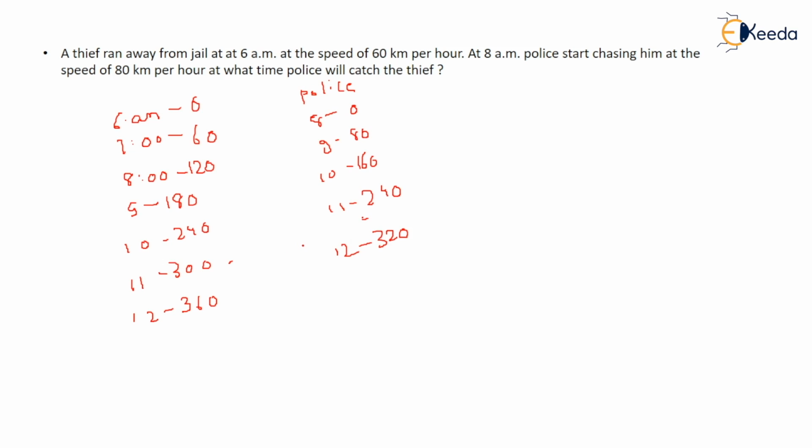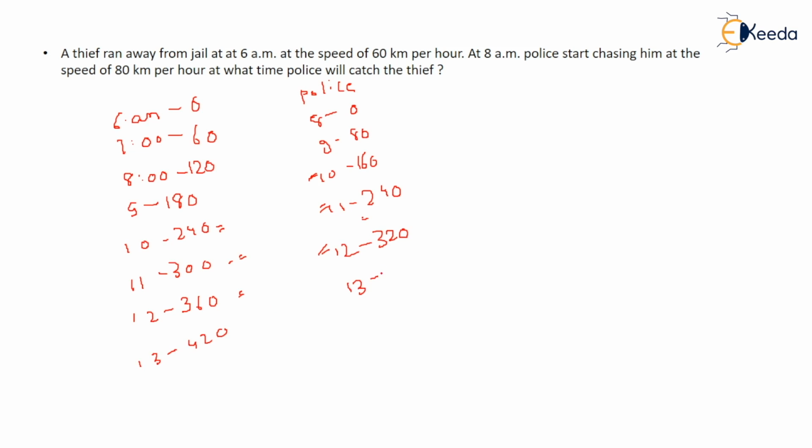Now you have the graph. You have to see at what time the police will overtake the thief, right? So at 10 a.m. the thief is still ahead, right? At 11 a.m. the thief is still ahead. At 12 a.m. the thief is still ahead by 40 kilometer. At 1 p.m., 1300, that means 420 kilometer.